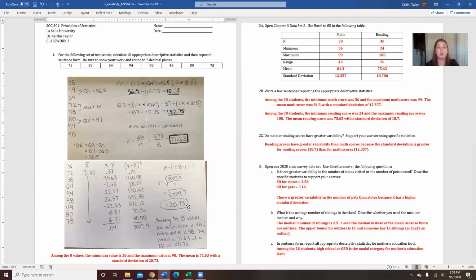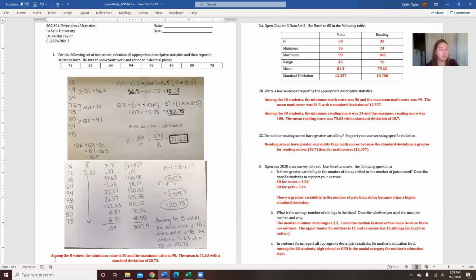And then remember here, we're always using the same format for reporting appropriate descriptive statistics in sentence form. The first sentence has the n, the minimum and the maximum values. Range is optional. If you want to include the range, you can. And then the second sentence has either the mean or the median, depending on if there's outliers, and the standard deviation together.